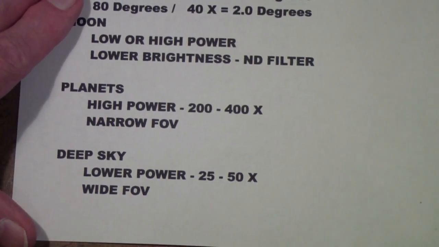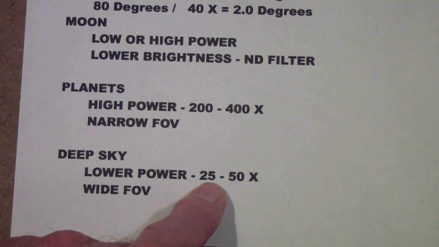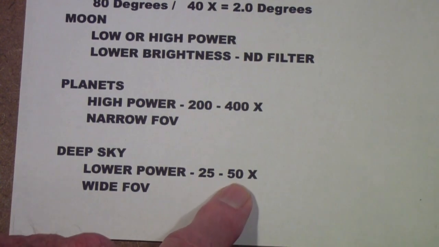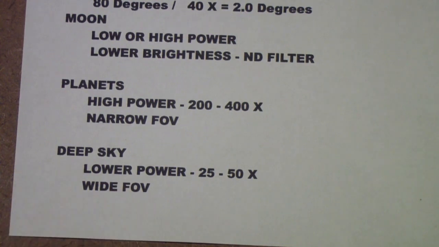In the deep sky, just the reverse. You want lower power. Generally, you'd like something between 25 and 50. And you want as wide a field of view as you can afford to buy.